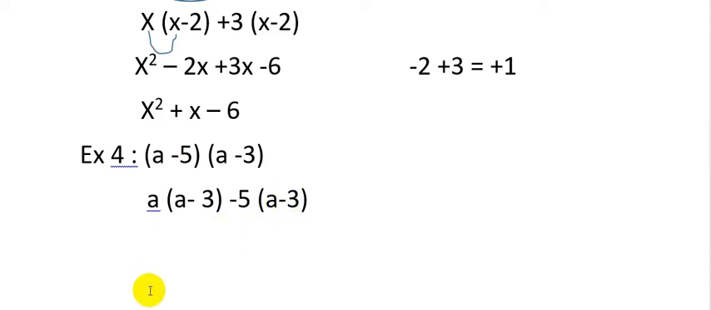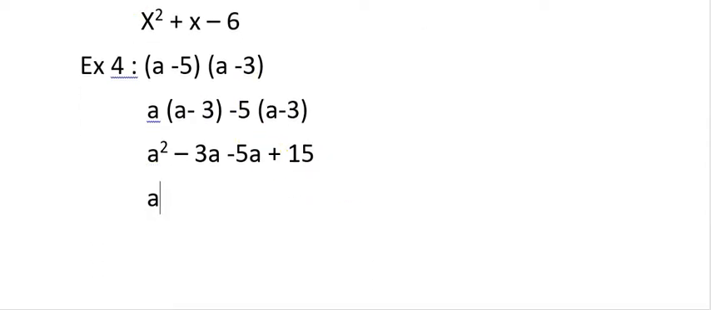A multiplied by a is a square. Again, plus a carries the plus symbol, plus into minus is minus. A multiplied by 3 is 3a. Then we go to the next term, which is minus 5 multiplied by a, which is minus 5a. Then again minus into minus is plus, and 5 multiplied by 3 is 15. So my answer would be a square.